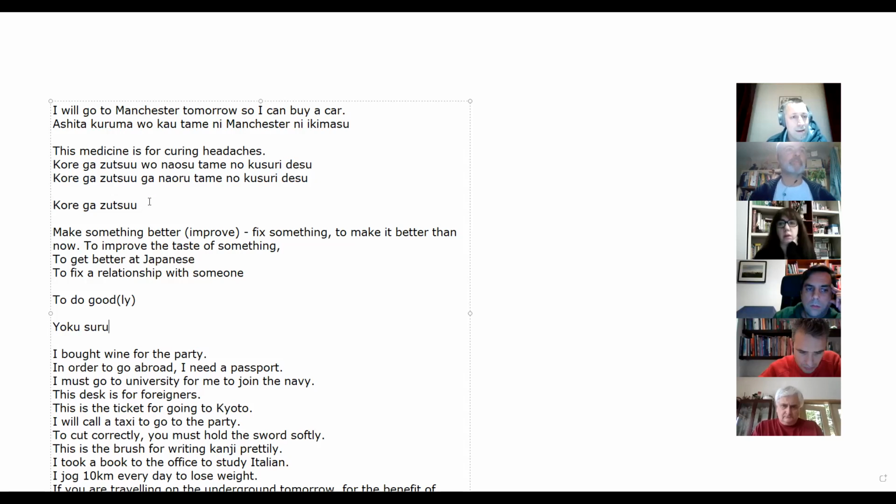So, Tom, to then put this in the context of the sentence, this is a medicine for making headaches better. How would you do this? Then I have to include that I have to take the medicine. No. That's not what the original sentence is. It just says this is a medicine for headaches.